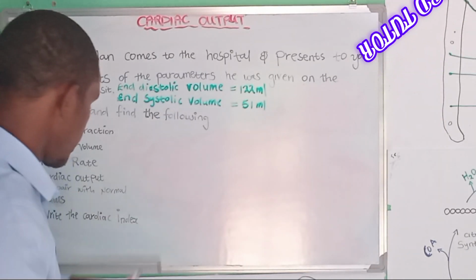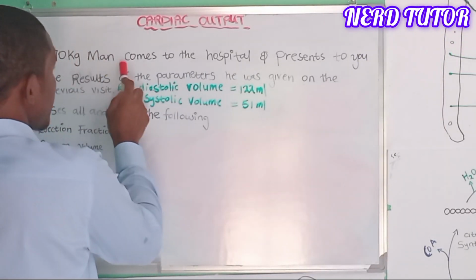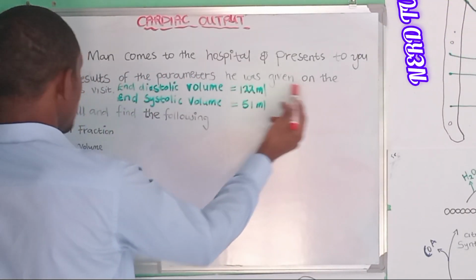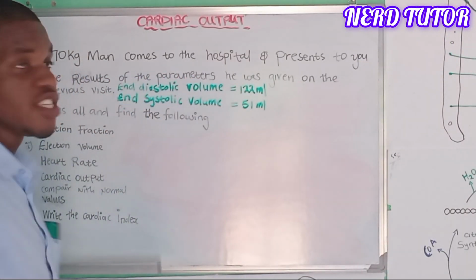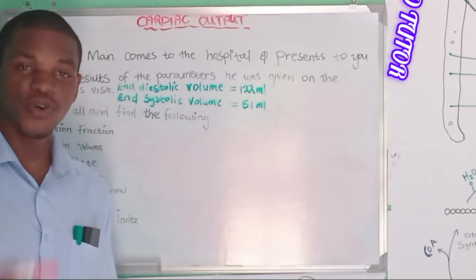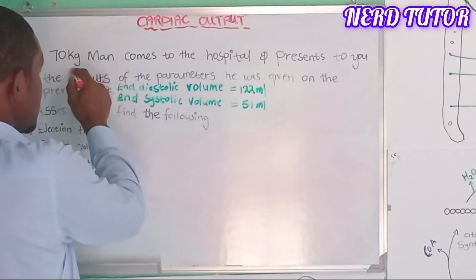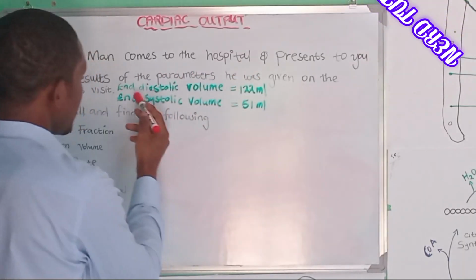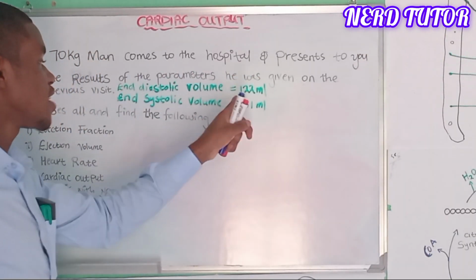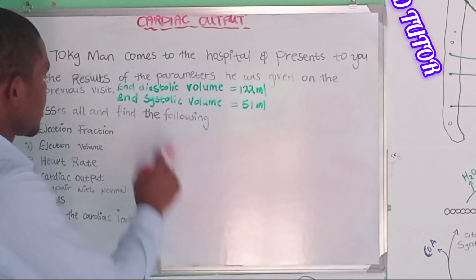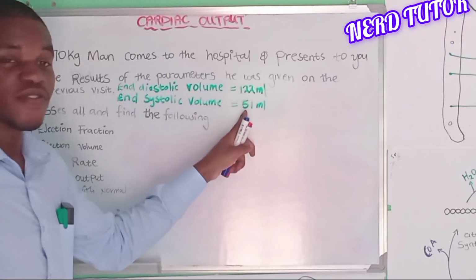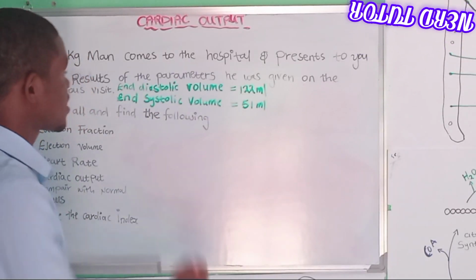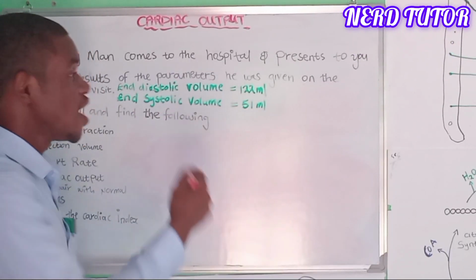The question reads: a 70 kg man comes to the hospital and presents to you the results of the parameters he was given on the previous visit. In short, you are a doctor and this person initially visited you at the hospital. You measured the end diastolic volume and found it was 122 milliliters, and the end systolic volume was 51 milliliters. Now this person has come to you again, the second time at the hospital.